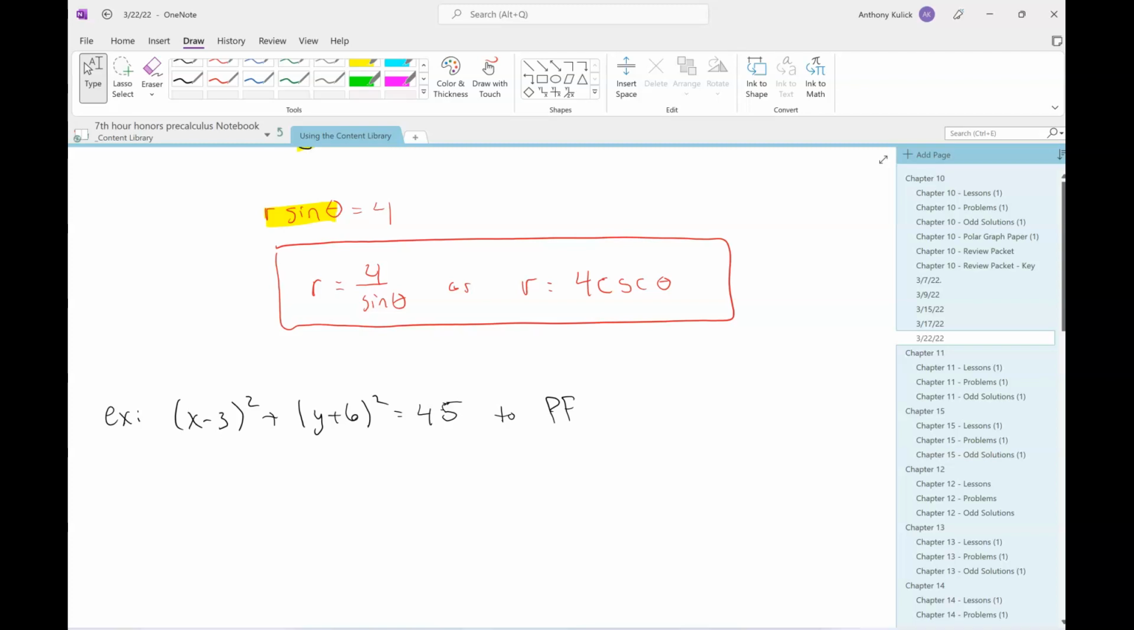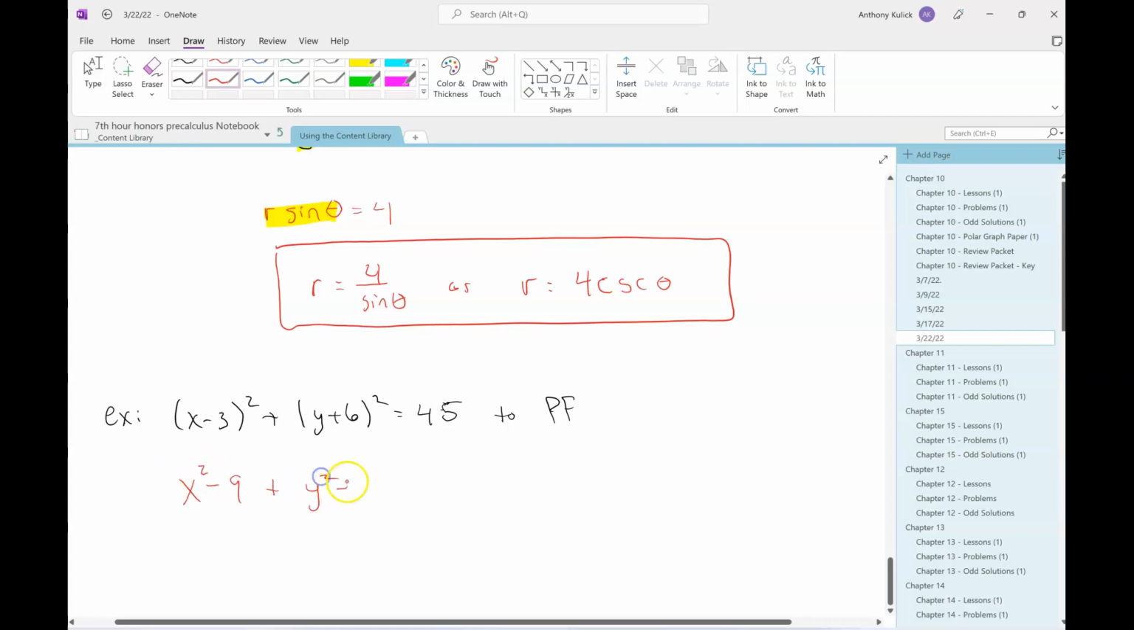Yeah, let's FOIL this out, right? We know that it's, yeah. So if I FOIL this out, what do I get? I get x squared minus 9 plus y squared plus 36 equals 45, right?